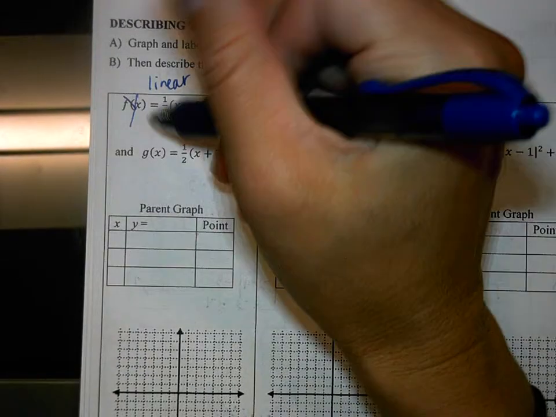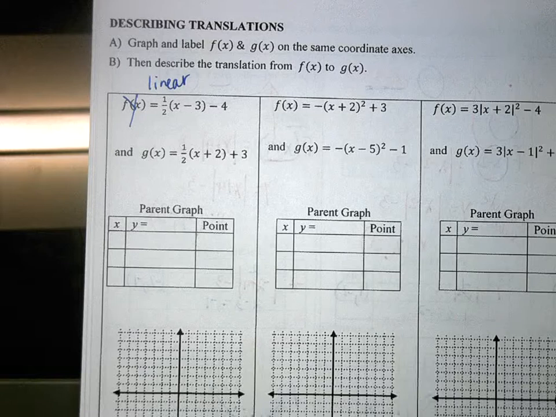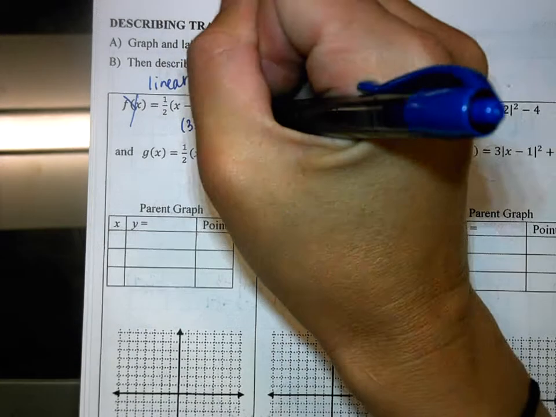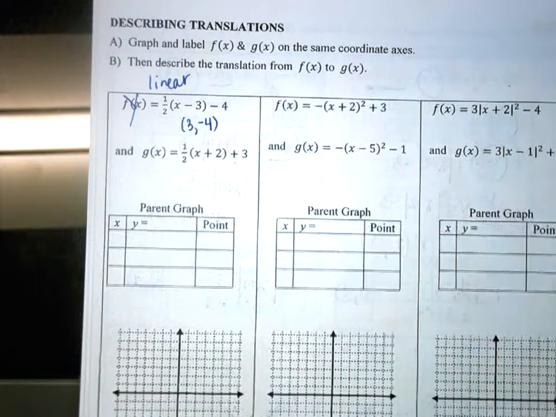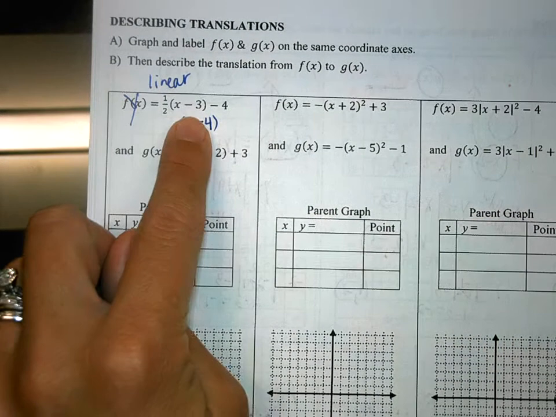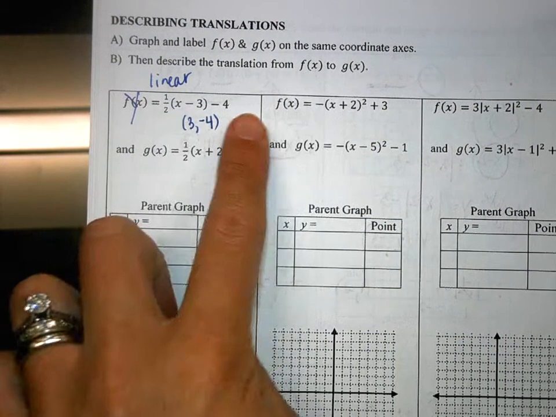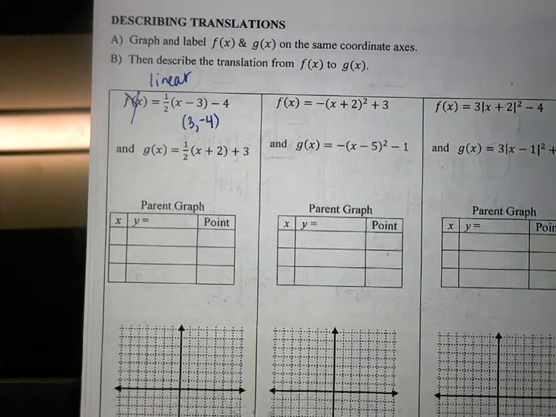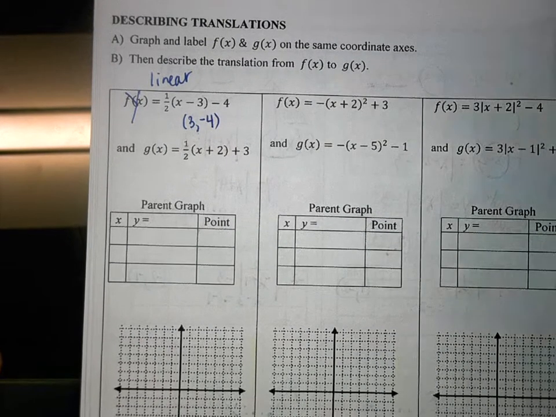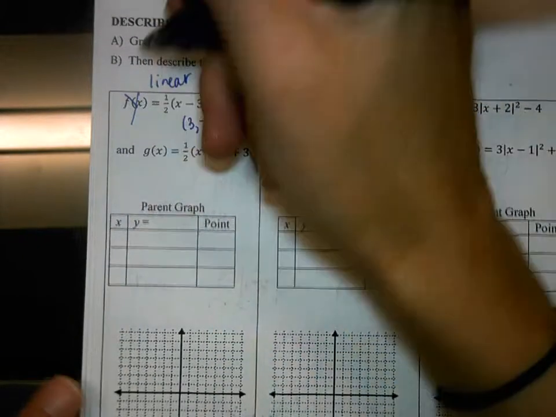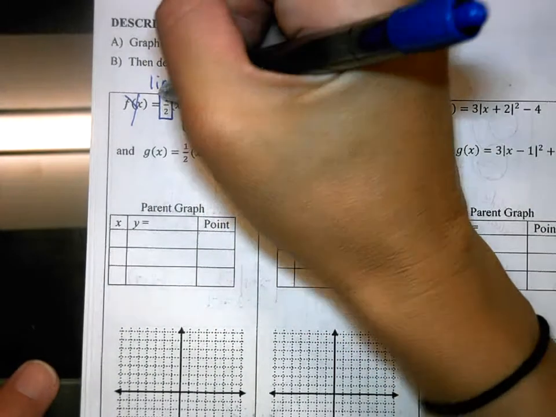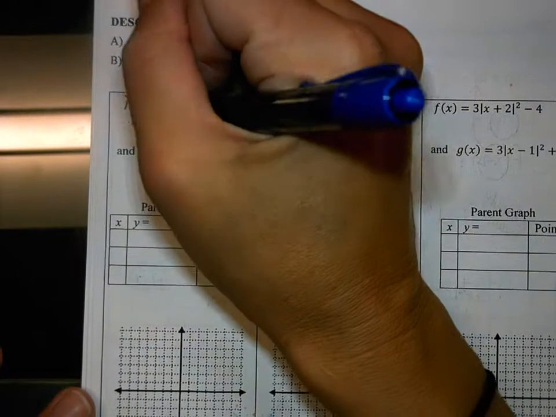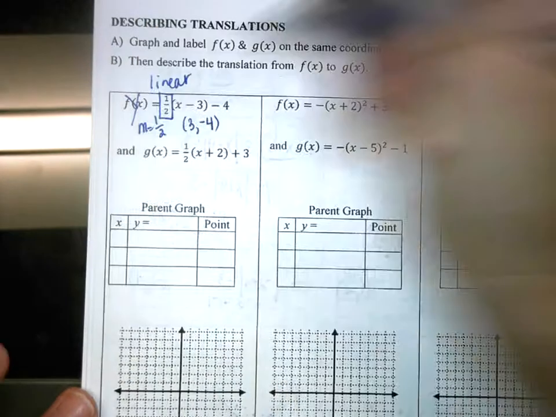What would be your starting point for this graph? 3, -4. Again, whatever's in parentheses, we set that equal to 0, which would make that 3, and then we have -4 at the end. Also with lines, we can plug in points how we have been, or we could also use our slope. And that right there is your slope, which is 1/2.